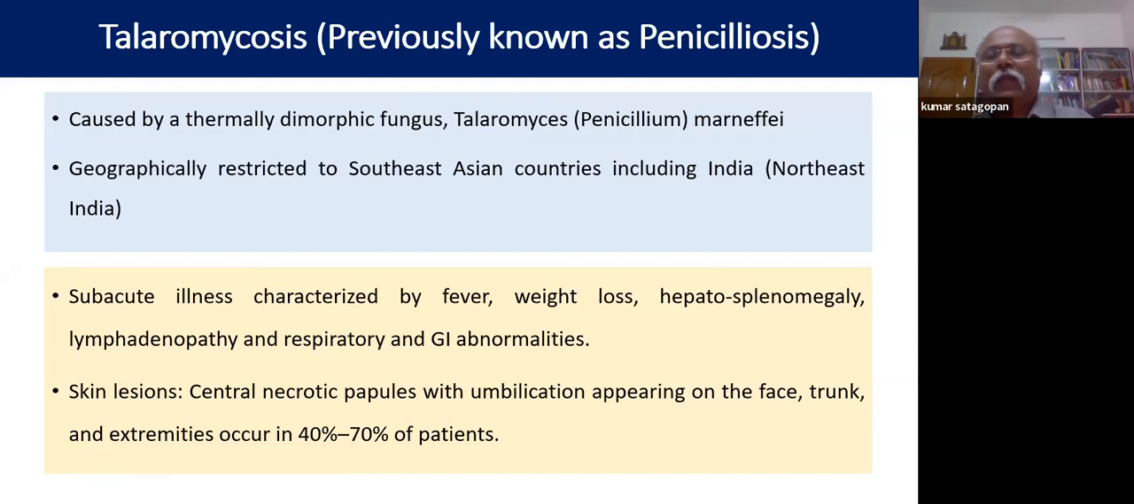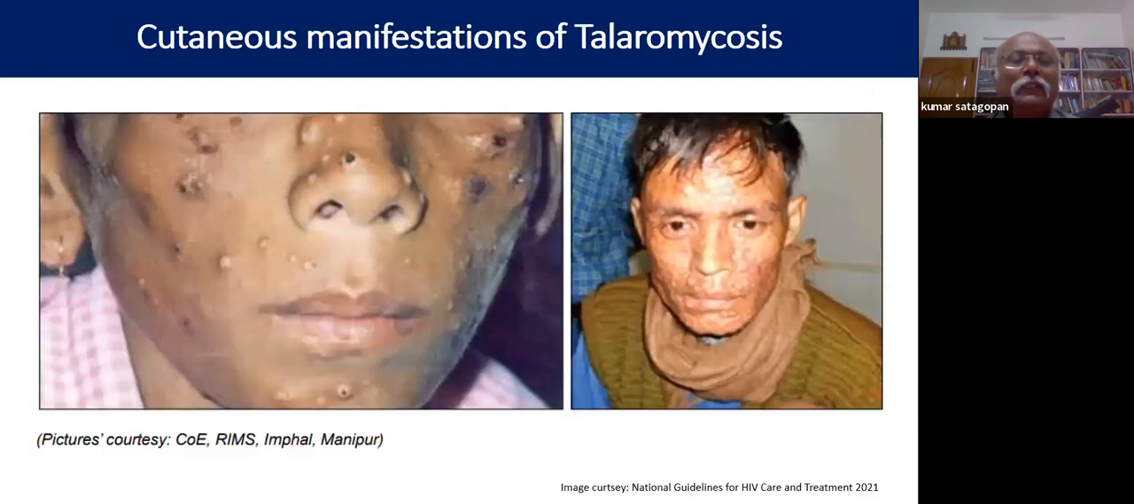Subacute illness, fever, weight loss, hepatosplenomegaly, and GI disturbance. Skin lesions are very classical, like molluscum-like lesions, central necrotic papule with umbilication, appearing on the face, trunk, or extremities. Next slide. This is a picture from RIMS. This slide has been there for many years. We use it for teaching the junior colleagues. So this is Penicillium marneffei or Talaromycosis, a cutaneous manifestation just resembling molluscum.